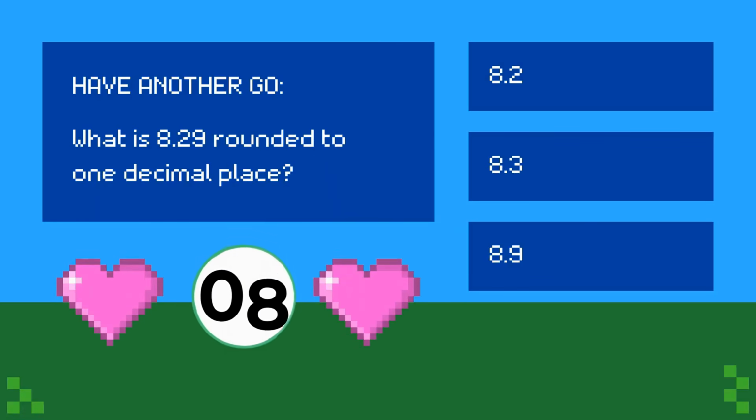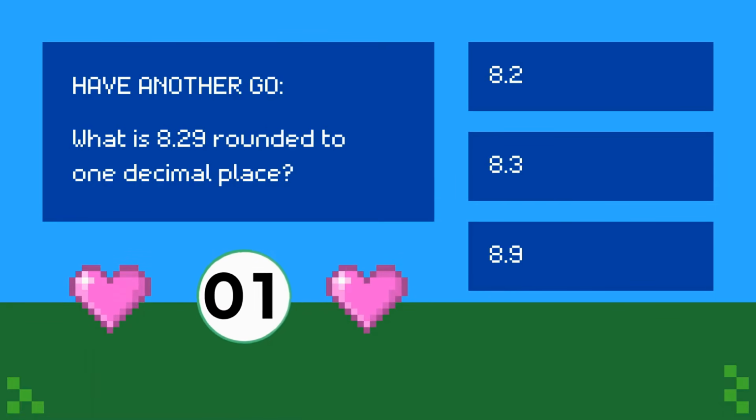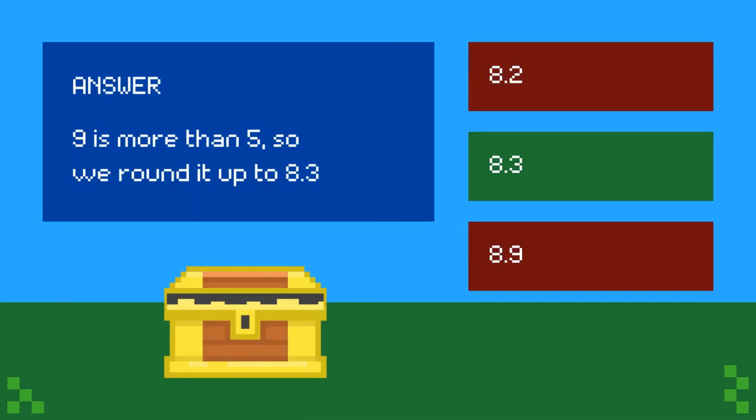What is 8 and 29 hundredths rounded to one decimal place? 5, 4, 3, 2, 1. The answer is 8 and 3 tenths.